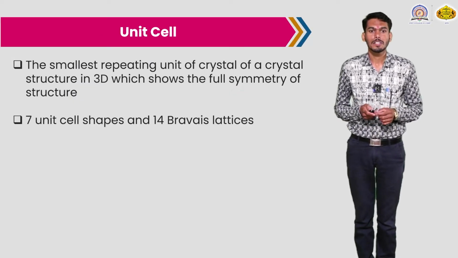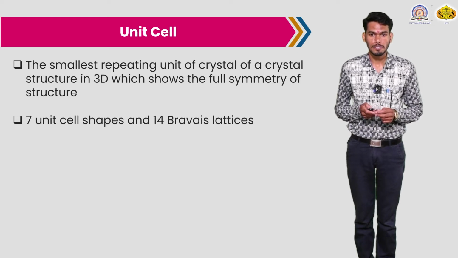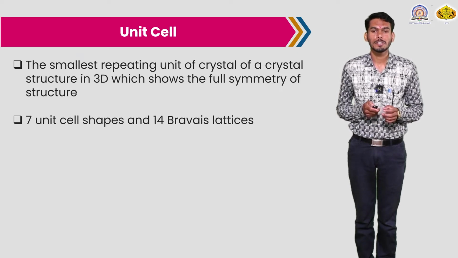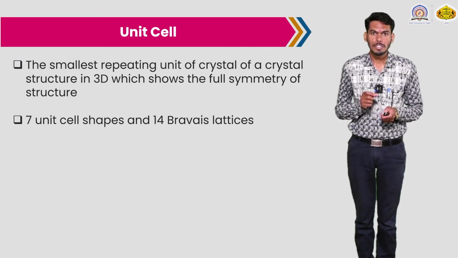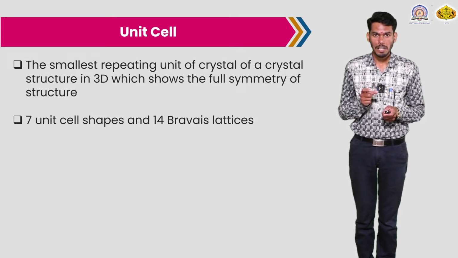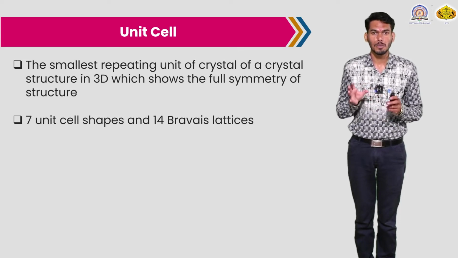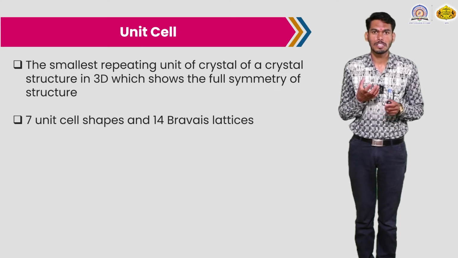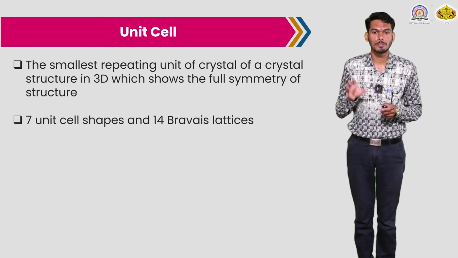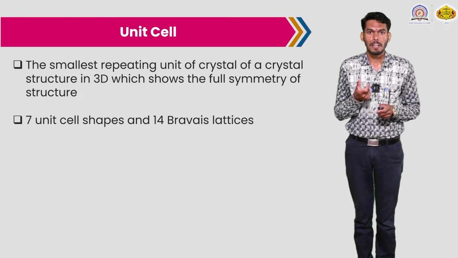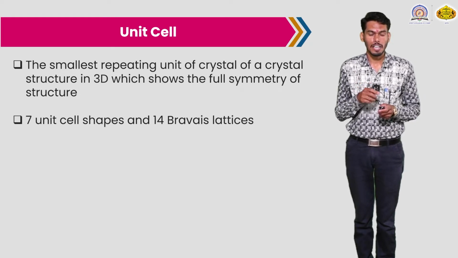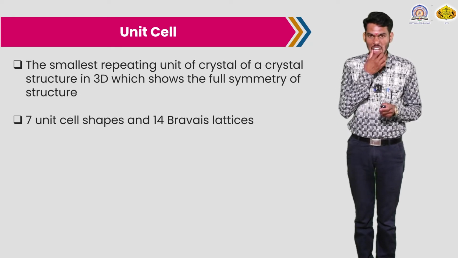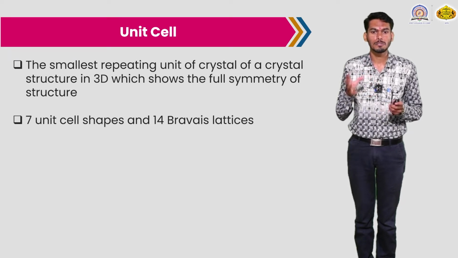Unit cell: the smallest repeating unit of a crystal structure in 3D, which shows the full symmetry of the structure, is called a unit cell. It is the smallest part of the crystal structure which represents the whole crystal structure. There are 7 types of unit cell shapes, and these are further classified into 14 Bravais lattices. August Bravais was the mathematician who classified these 7 crystal types into 14 Bravais lattices.